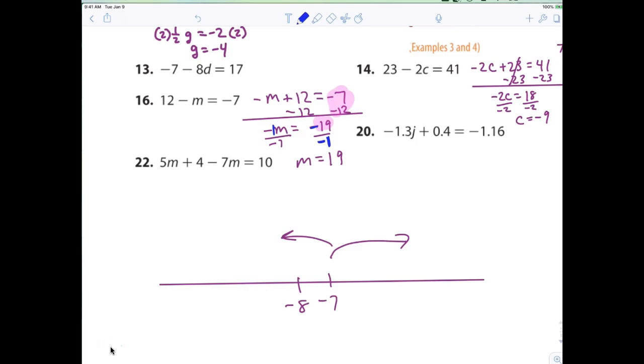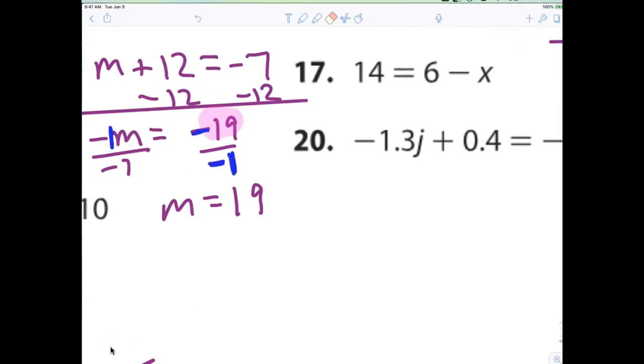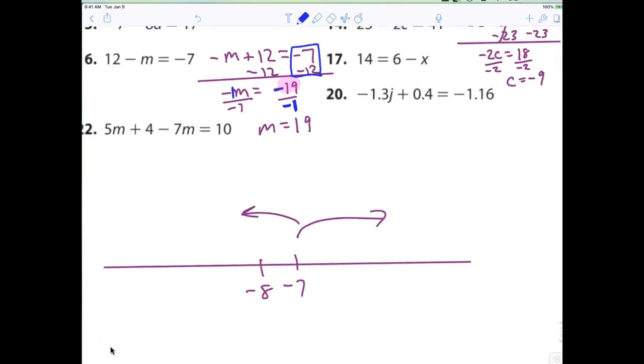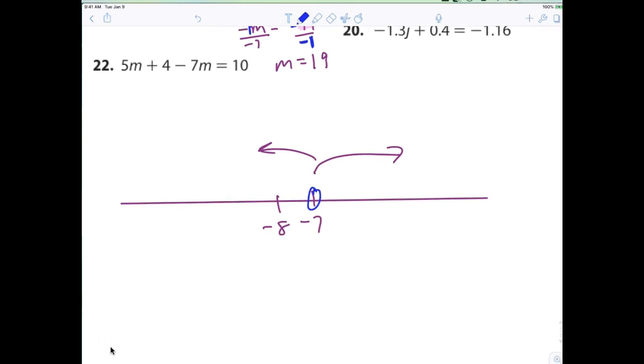You with me? I'm going to erase something right here. Do you agree? Again, I have to make sure you understand this is -7 minus 12. So if I'm at -7, you said we're going this way 12 units. If I go that way 12 units, I'm at -19.